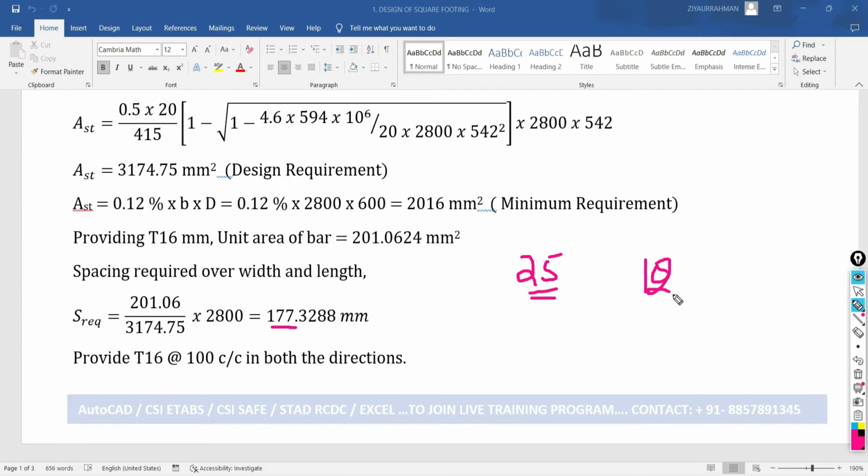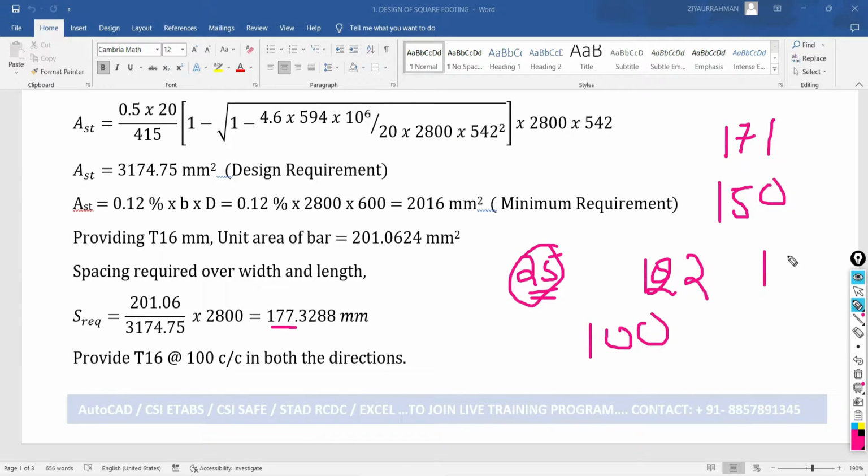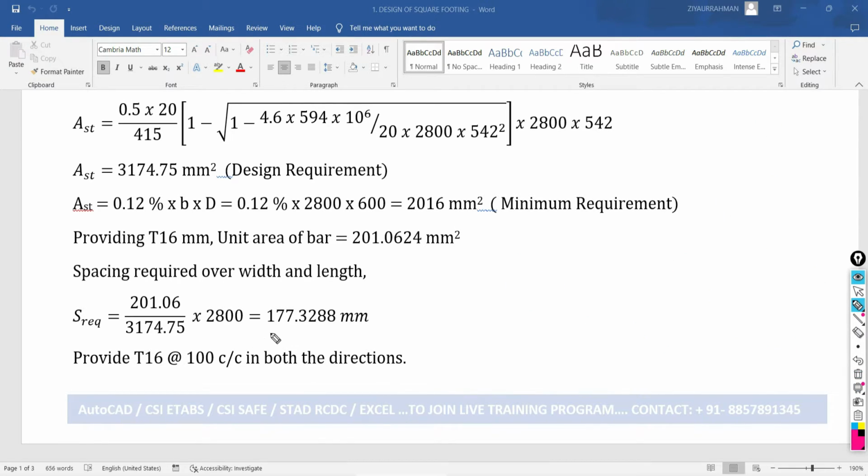If suppose you are getting 122, you have to consider 100, the lower value. If you are getting 171 by calculation, you have to consider 150, lower by rounding off of 25. If you are getting 127, you have to consider 125, like that. So here we have got the value as 177.3288.